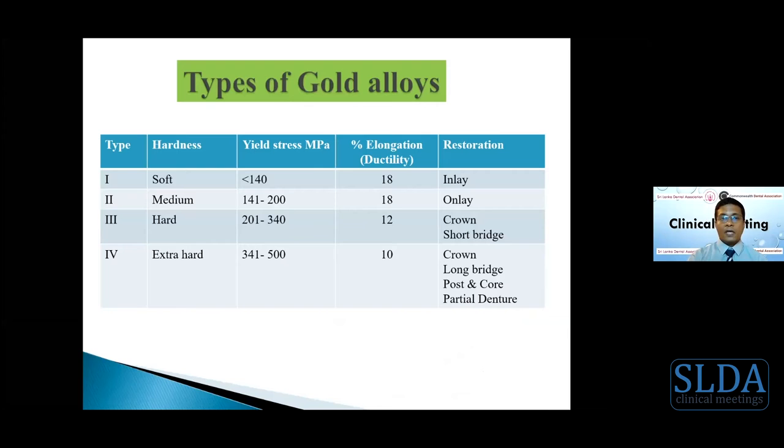Just to cover today's topic, I will briefly go through different types of gold alloys. These are the types of gold that can be used for dental restorations. Gold type 1 and 2 are mainly used for inlays and onlays. Type 3 and 4 can be used for other purposes.